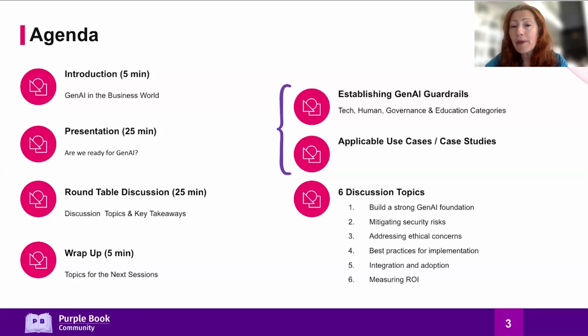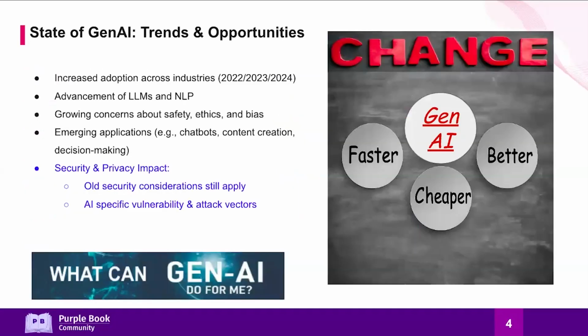And the discussion topics are circled around building a strong Gen AI foundation. What does it mean? Are we ready to do that? How to do that? Mitigation, security risk, addressing ethical concerns, explainable AI, best practices for implementation, integration and adoption, measuring our goals, our ROIs. So this is how the session is structured today. And with that, let's get started.